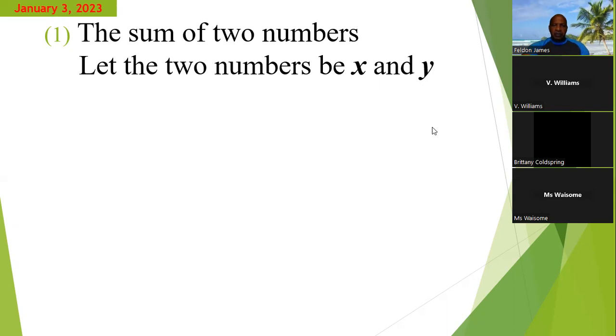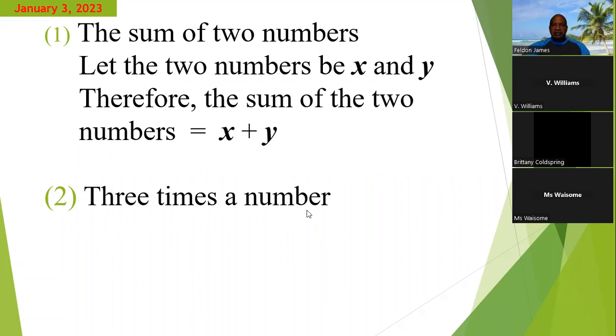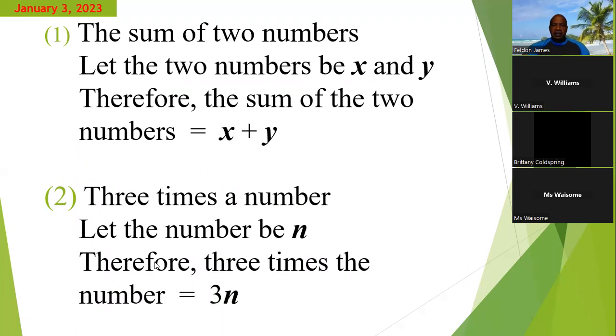It is possible that the two numbers can be the same, but it is also possible that the two numbers can be different. So to be safe, we generally will use different symbols to represent different values. All right, so if we let one number be X, the other number be Y, then their sum would give us X plus Y. So 3 times a number, we don't know what the number is, so we define the number. So let the number be N. Therefore, 3 times the number N is simply 3N.